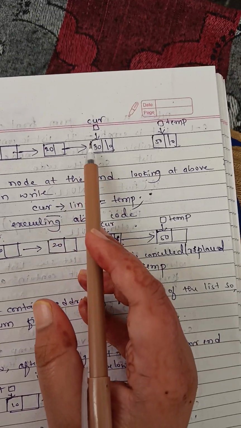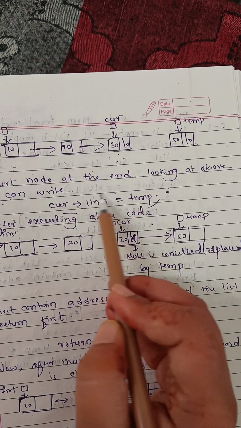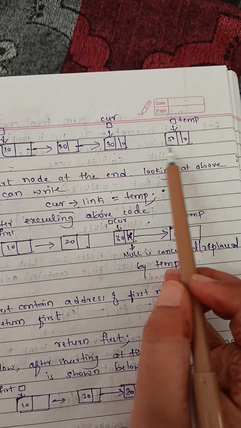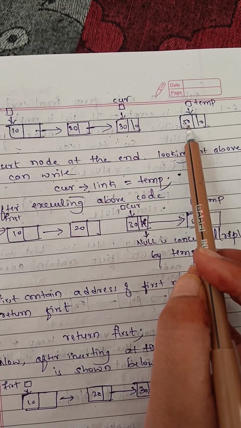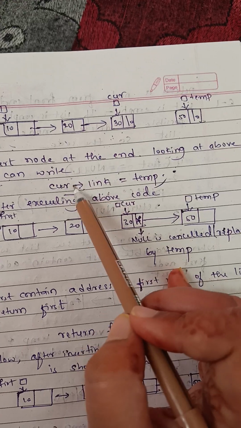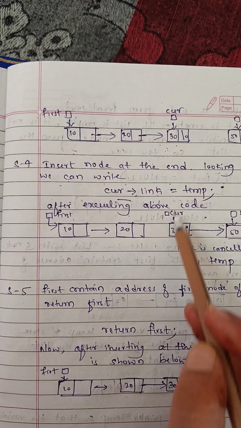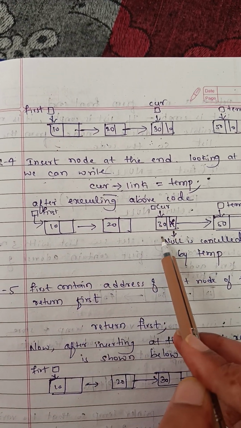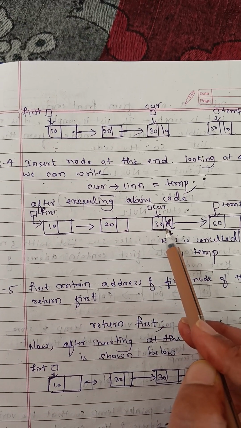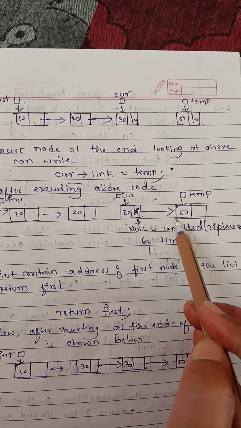At that time, what statement will I write? This current is holding the null value. Current of link equal to, I will directly assign temp. I know temp is holding whatever node you have created, right? So current of link equal to temp. At that time what happens? After executing this line of code, the null is cancelled, replaced by the temp variable.